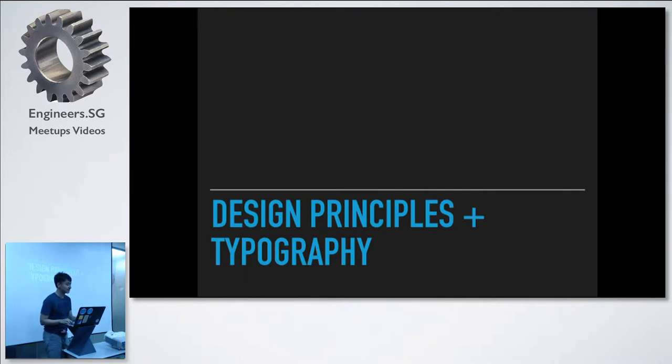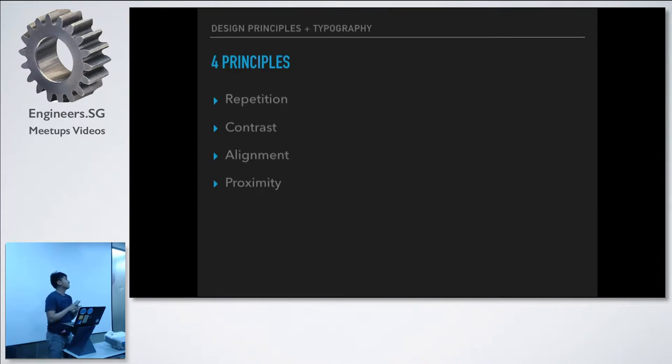Anyway, what I'm going to talk about is design principles with typography. So it's going to be quite simple from where I started. There are four principles I'm referring to. This is the book, Robin Williams' Design for Non-Designers. This was one of the books I started reading when I started learning design a few years ago.